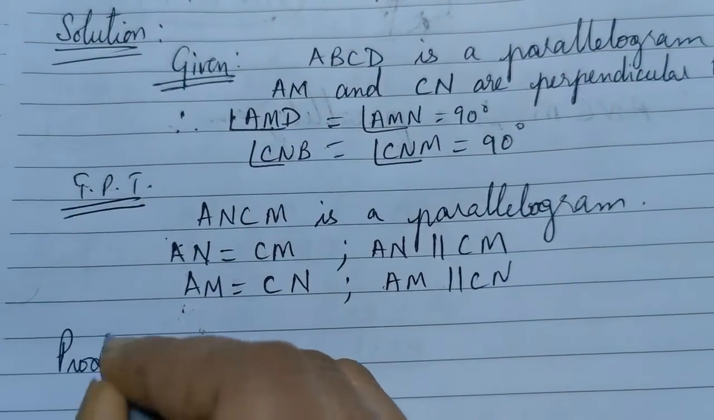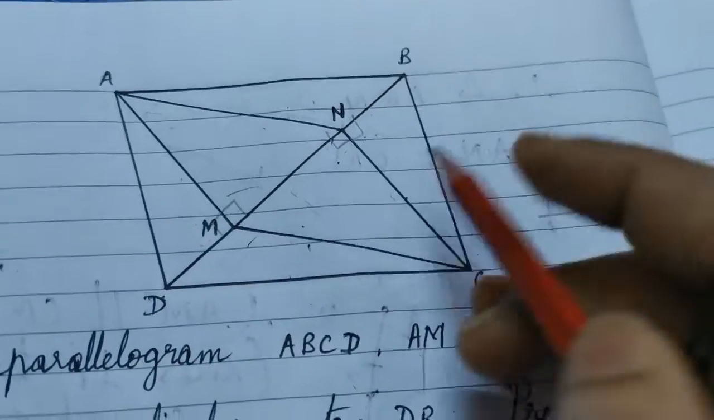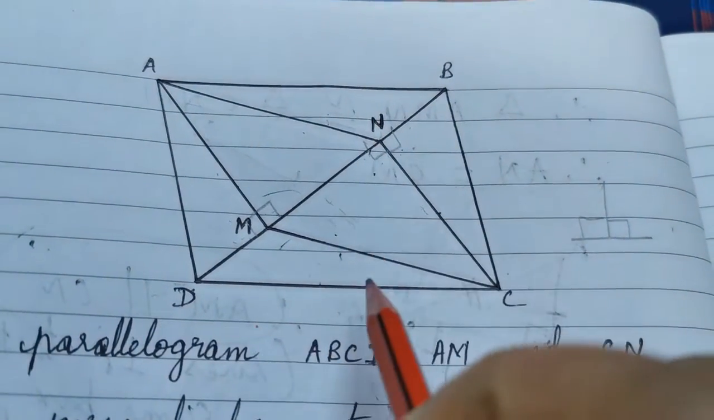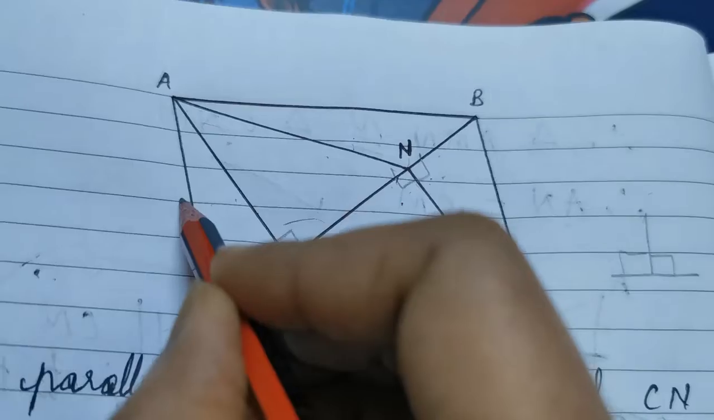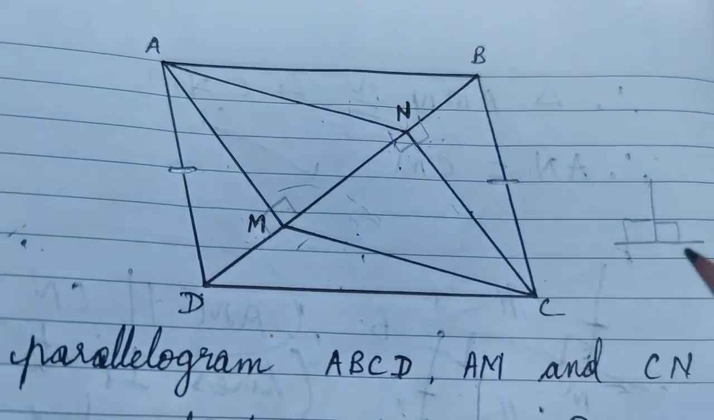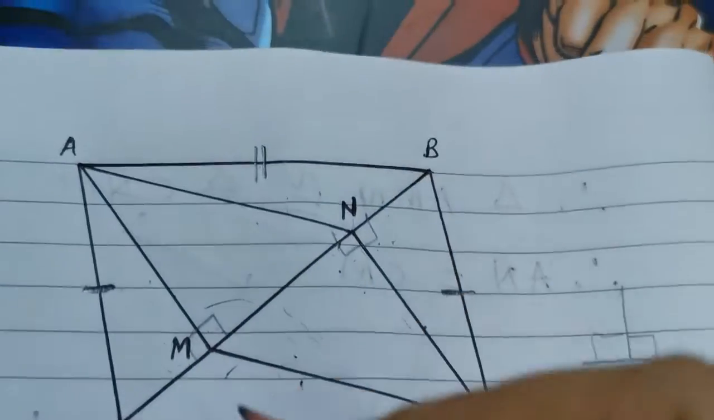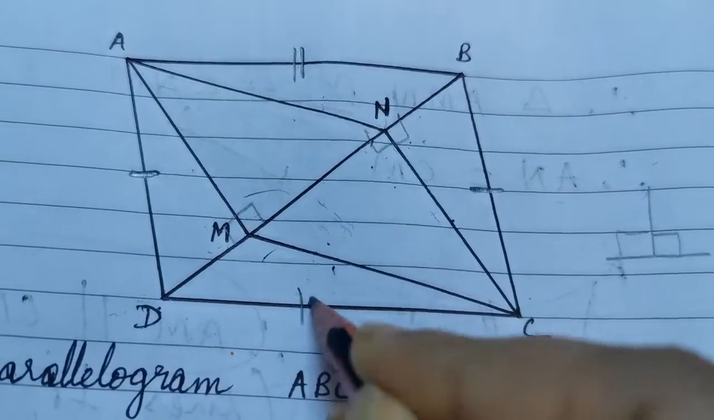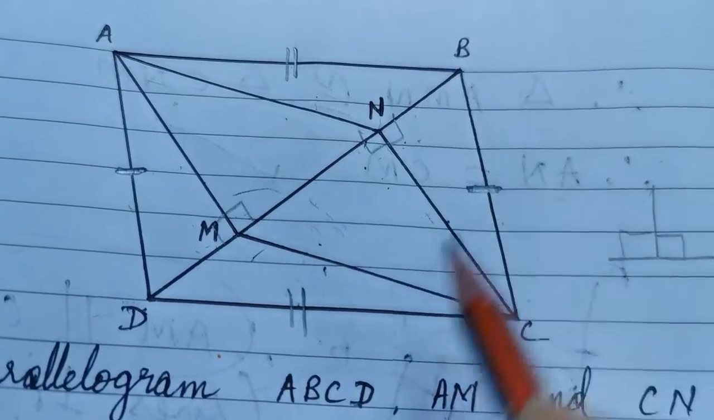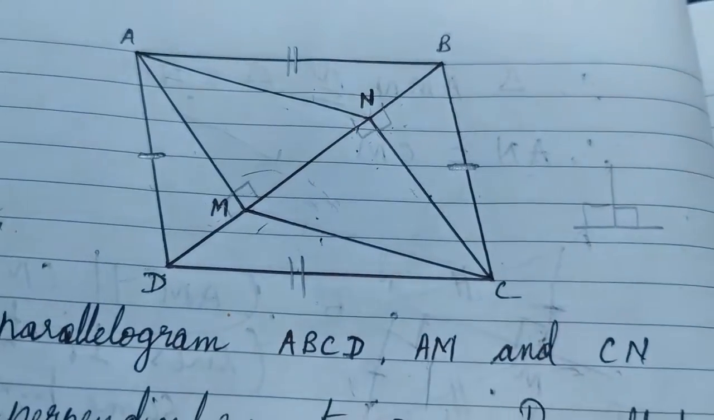Now for the proof. We are given ABCD is a parallelogram. So the opposite sides of ABCD will be equal and parallel. This side AD will be equal to the side BC and the side AB will be equal to the side DC. So these are the pairs of opposite sides.